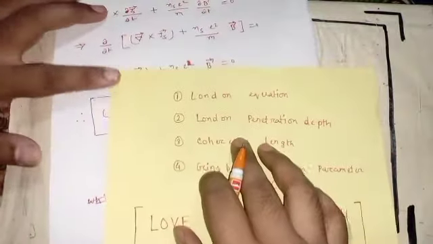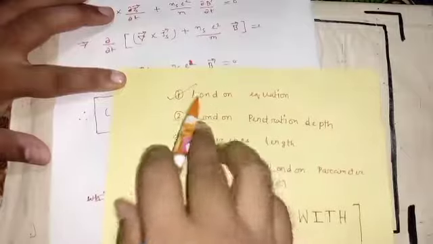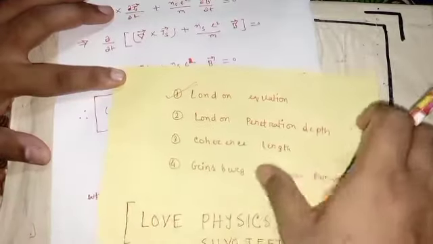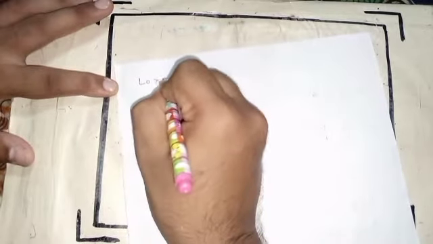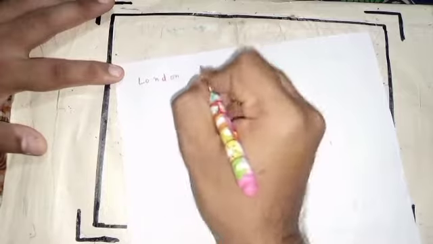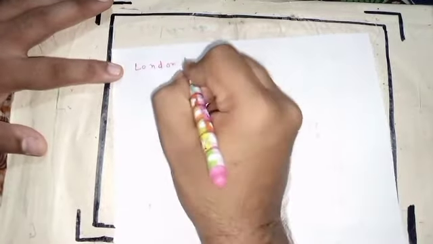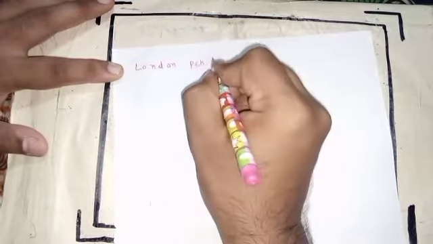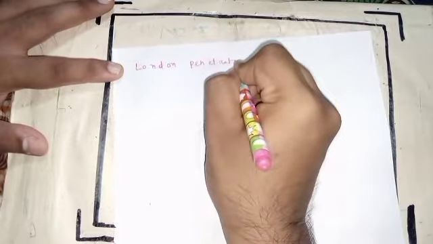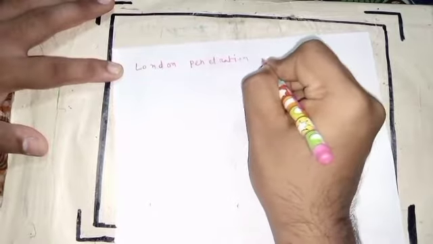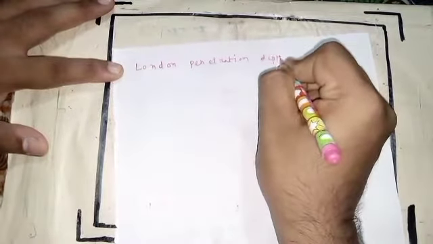So we have defined the two types of London equation. Now we define the London penetration depth.